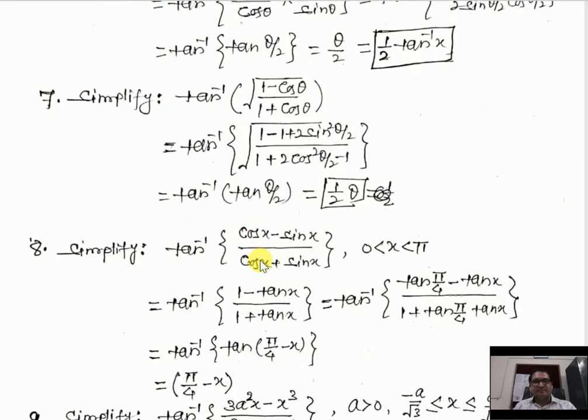Question number 7. Simplify. Here also you need to convert this, square root of 1 minus cos theta upon 1 plus cos theta, in terms of tan.